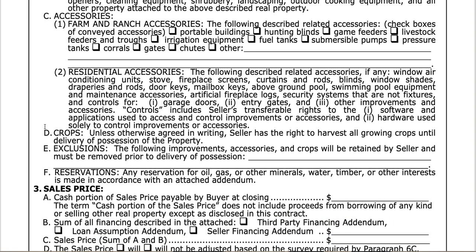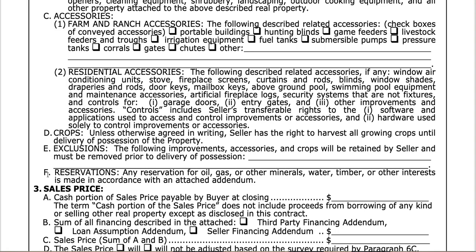So here's the exclusions. The following improvements, accessories, and crops will be retained by seller and must be removed prior to delivery of possession. If there is anything on there that your seller is wanting to retain, we need to exclude it. If they've planted a crop, they have the right to harvest that crop until delivery of possession of the property, but we need to exclude those on here.